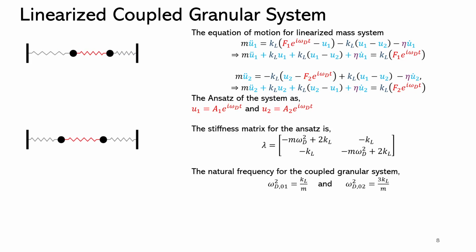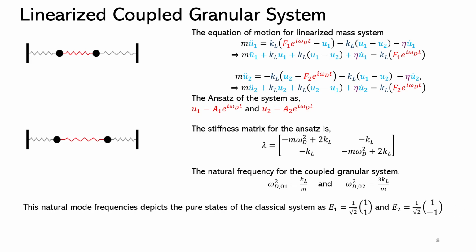From here we can find the stiffness matrix, which is necessary to calculate the natural frequencies of our coupled granular system. Over here we can see omega d0 squared and omega d02 squared. These are our two natural frequencies that we are getting from the math. In the left animation, in the top plot, you can see the masses moving in the same direction, and in the second, the two masses are moving in out-of-phase directions. So we are using this as our basis state.